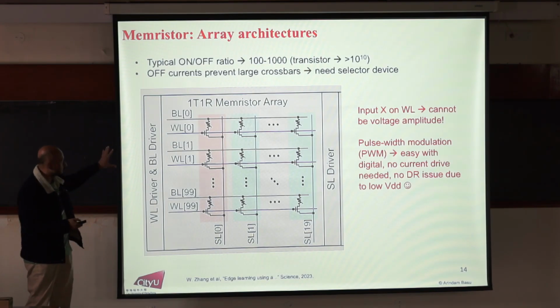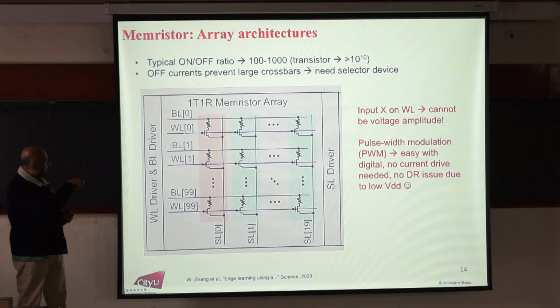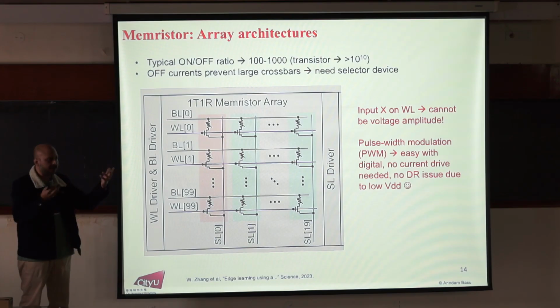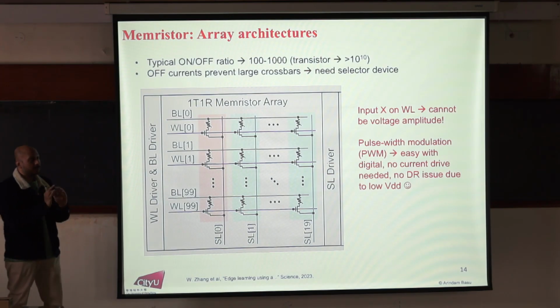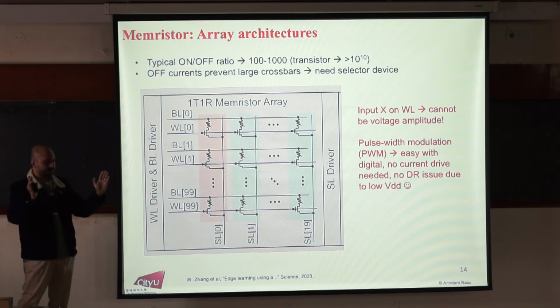What will happen is you will have all the word lines having these inputs, these pulse widths, coming in parallel. You don't have to do them in series. It's still parallel, but the encoding of the input is now in time. It's a pulse width.